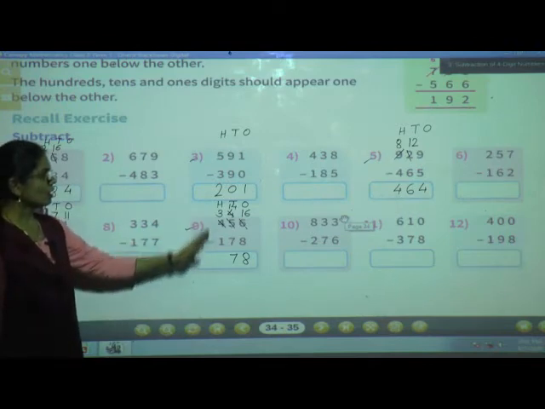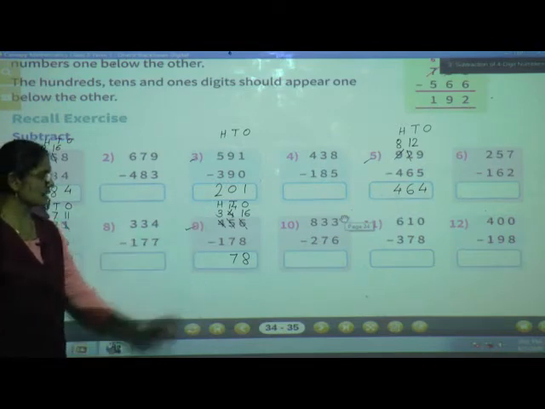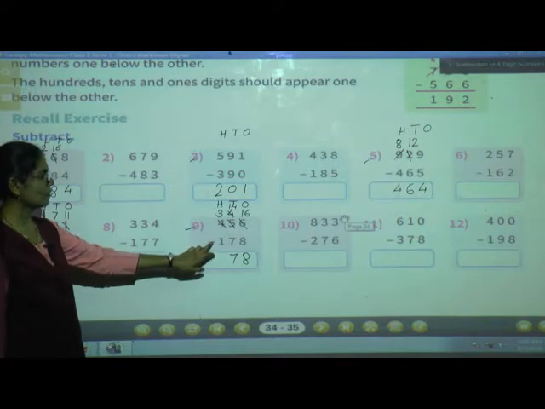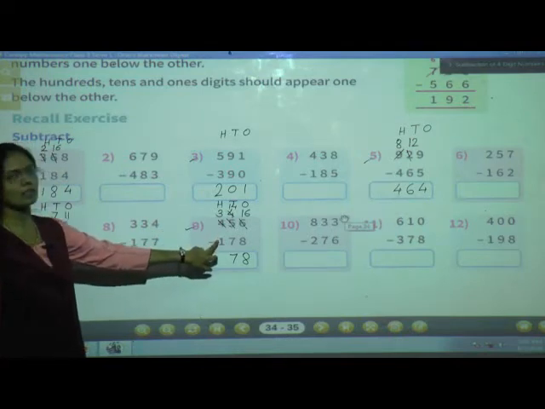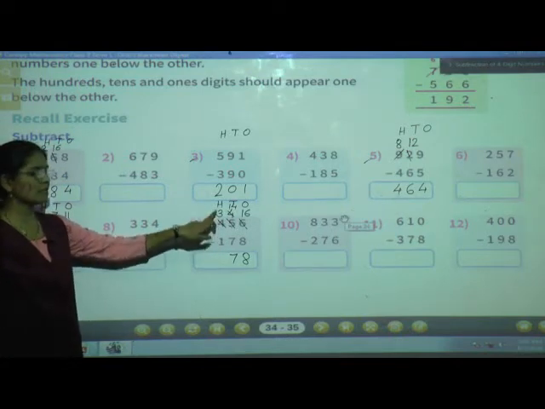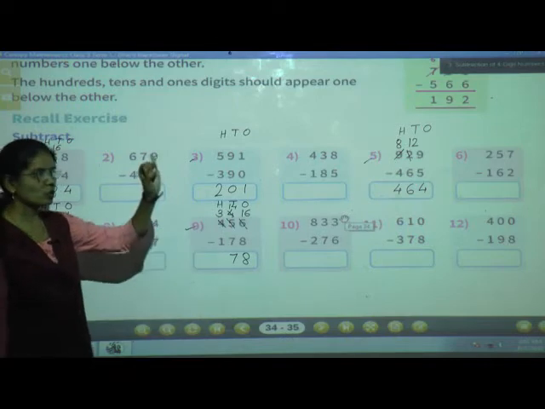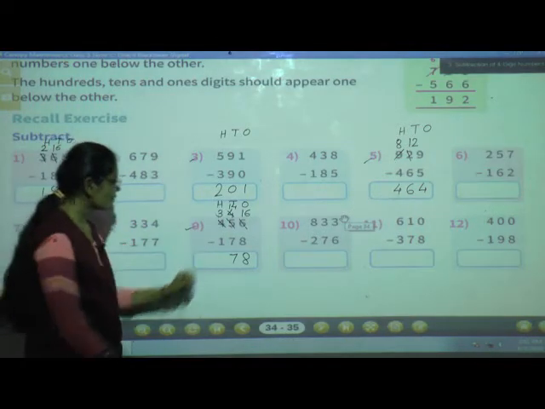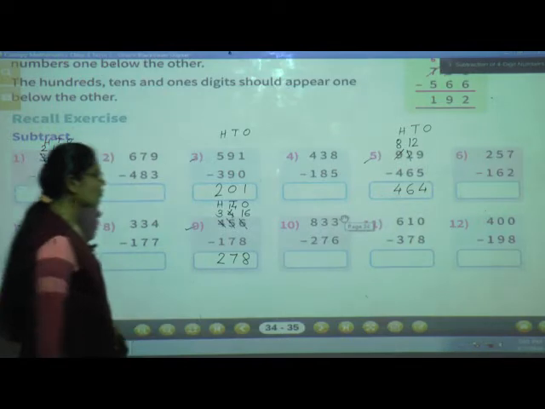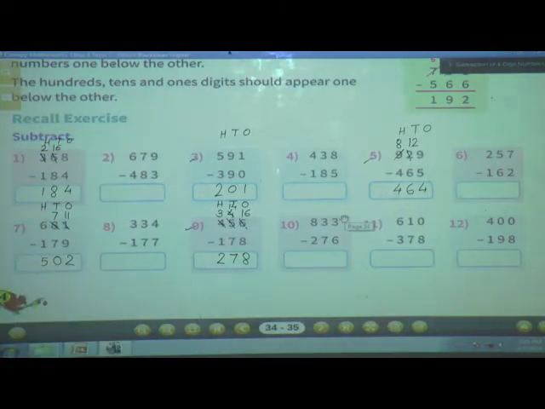Now we will move to the hundreds place. See the hundreds place. Here 3 is there, here 1 is there. 3 minus 1. After 1 count your fingers till 3. Yes, 2, 3. So 3 minus 1, 2. So 456 minus 178 is equal to 278. Okay. Now we will see the 11th example.